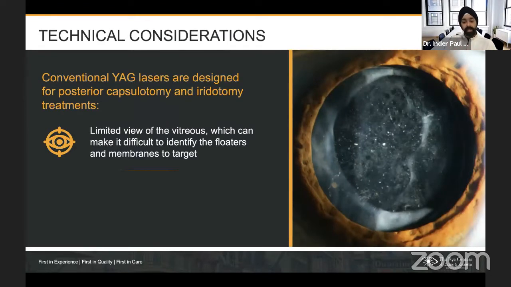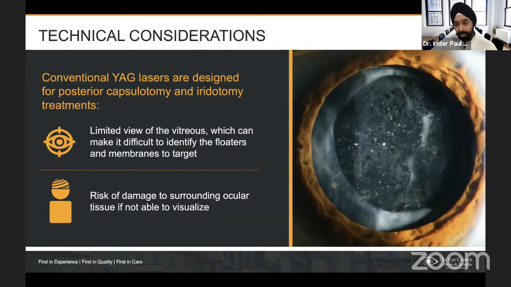Because if you look at a standard YAG laser, what we use standard YAG lasers for is capsulotomies and PIs. Well, all we need to know about is the capsule. We don't care what happens behind the lens, which is why the designs of those YAG lasers were more for the anterior segment.